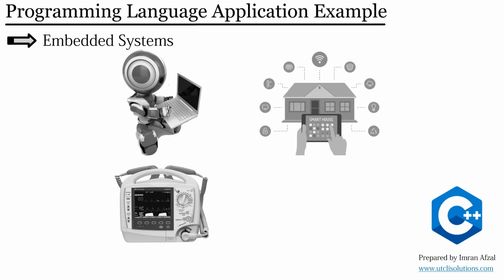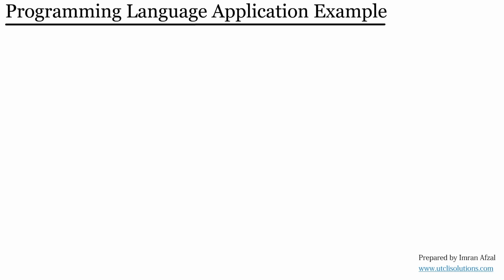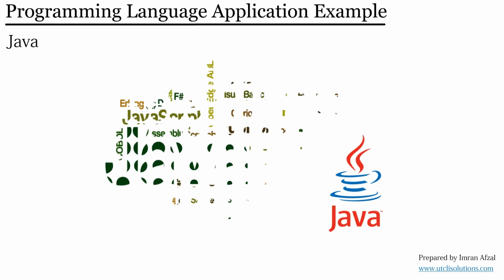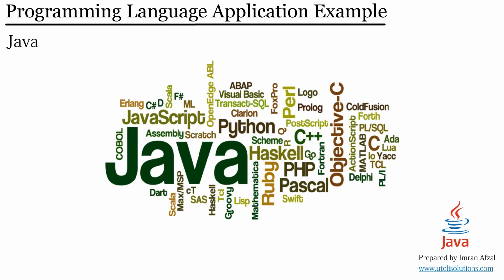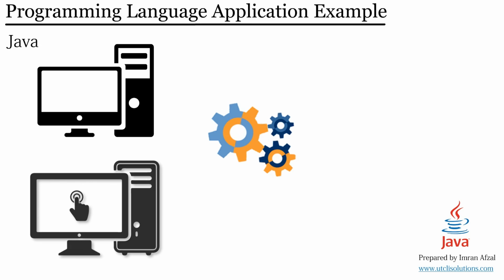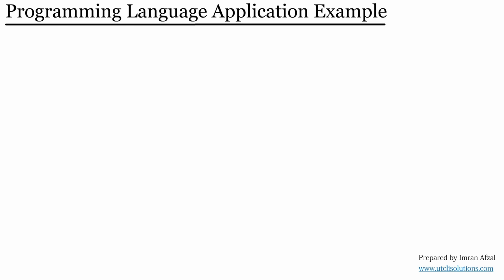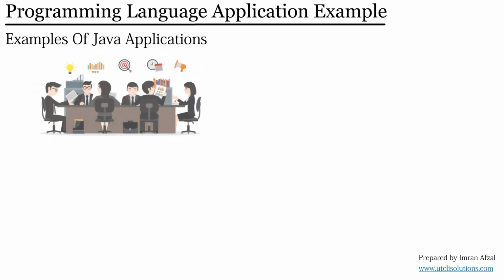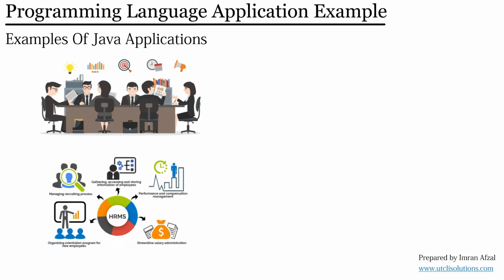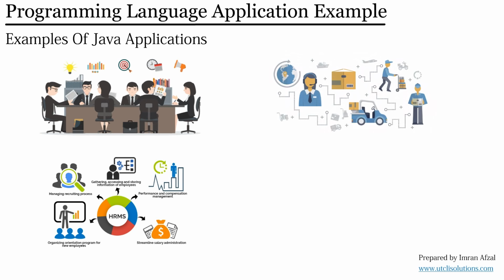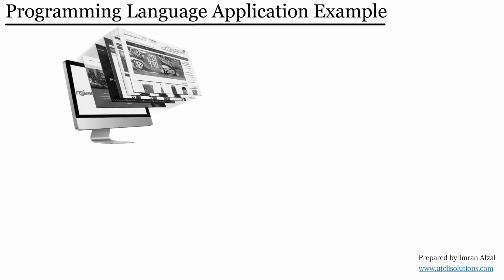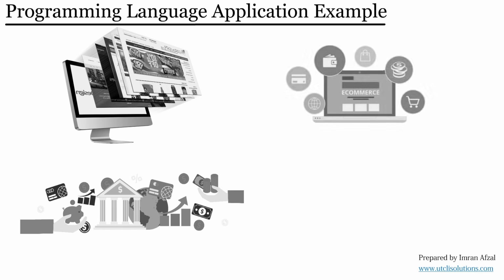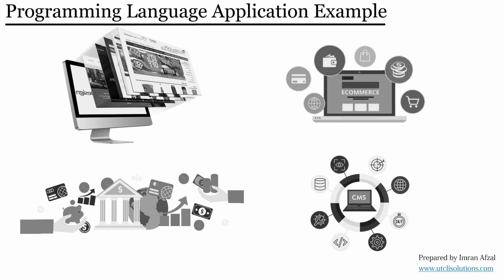Now let's talk about our main focus of the course, Java. Java is a programming language that can run on different computer systems without needing changes. Examples of Java applications are big business software such as customer relationship management systems, human resources management systems, supply chain, and so on. Also, Java is heavily used on websites such as banking systems, e-commerce platforms, content management systems.